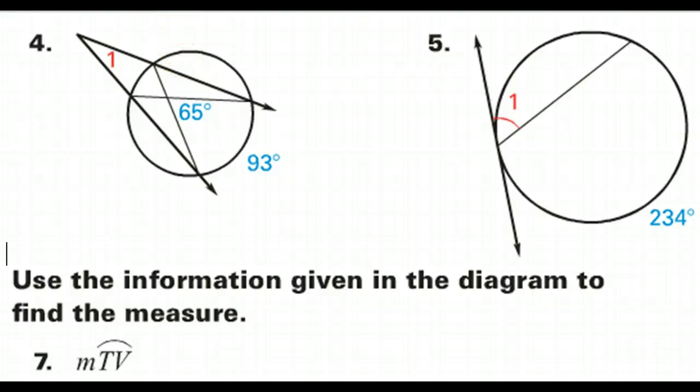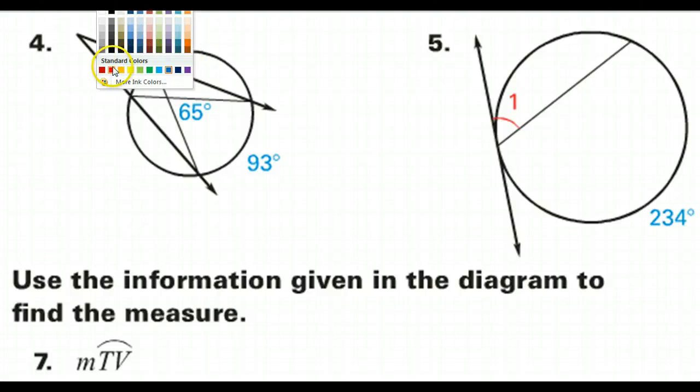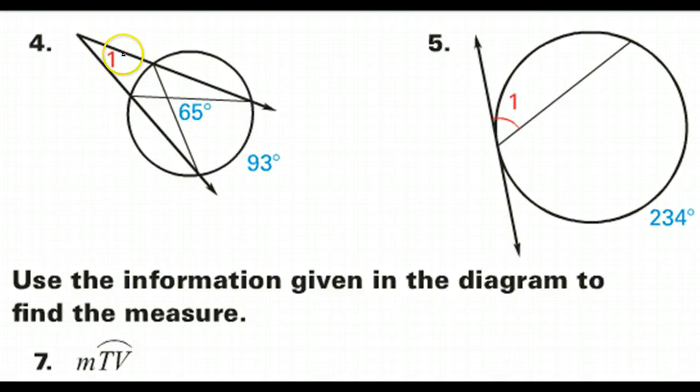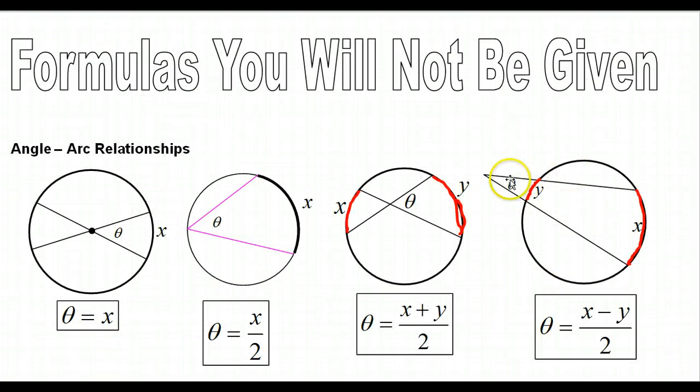Well, let's go in order. So this is what I mean by that. The angle that we're supposed to find here is angle 1, which I'm going to call x. It is outside the circle. So I ask myself, when I do the outside the circle problems, what do I need? I need the big arc and the small arc that are being intercepted.